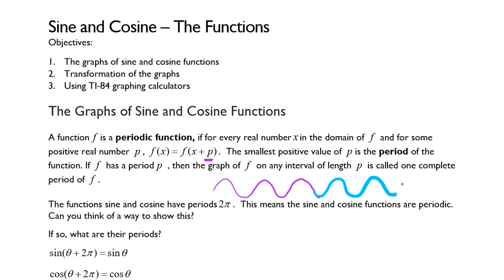The functions sine and cosine have periods 2 pi. So if you add or subtract 2 pi from x, as in our formula, this means the sine and cosine functions are periodic. And if you were to add or subtract 2 pi, you would have the exact same function again.